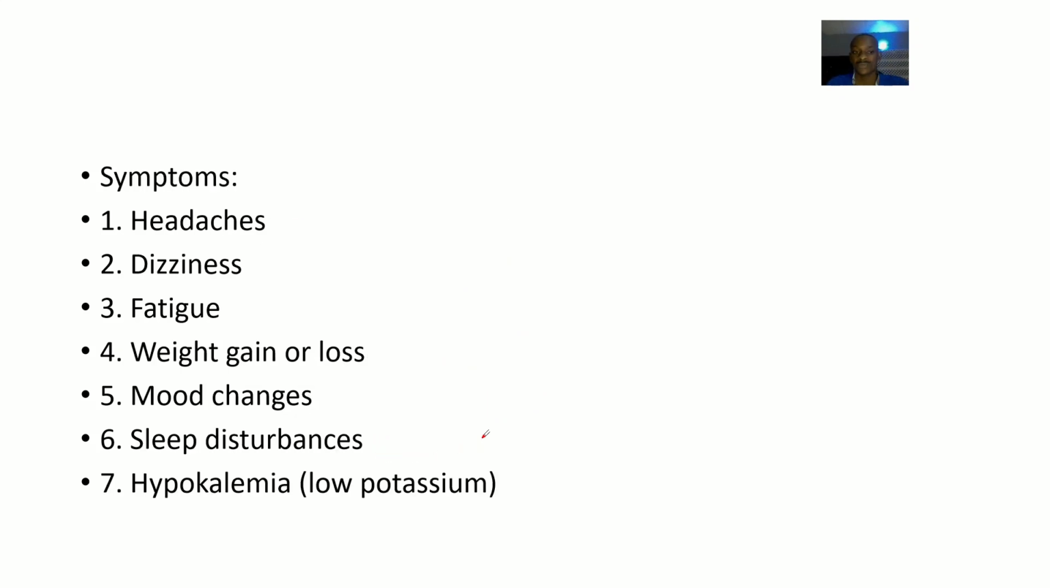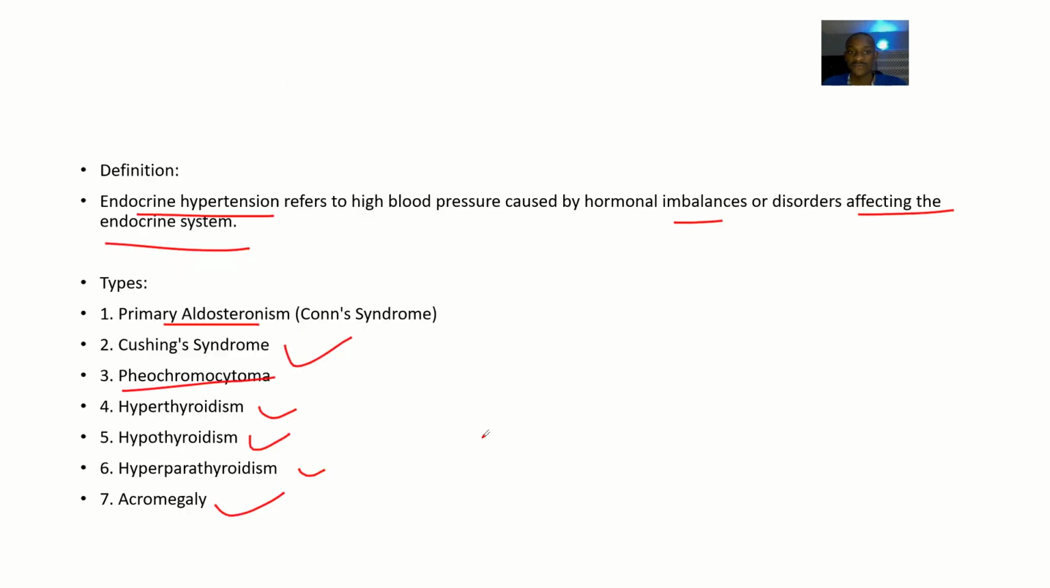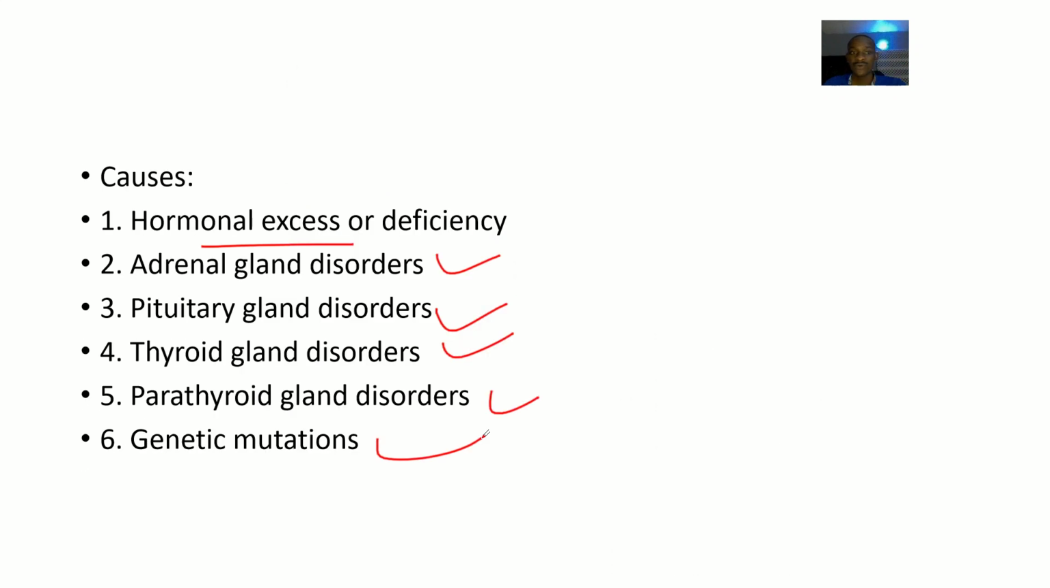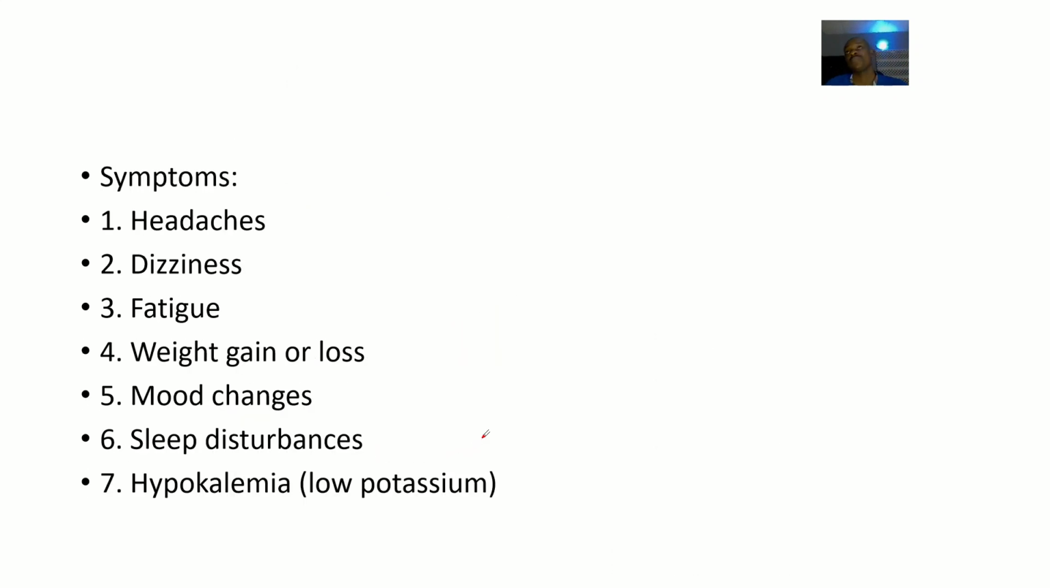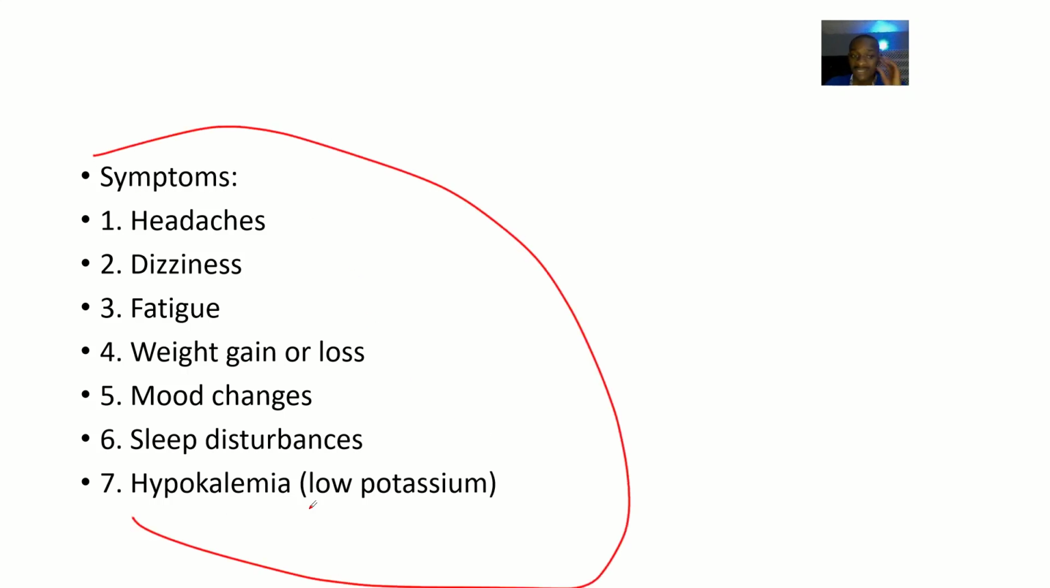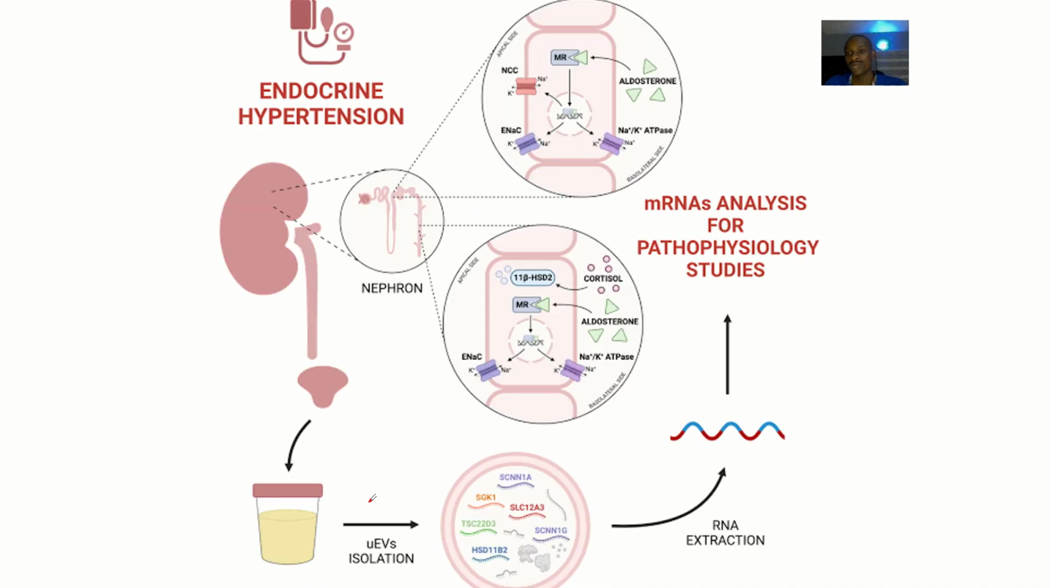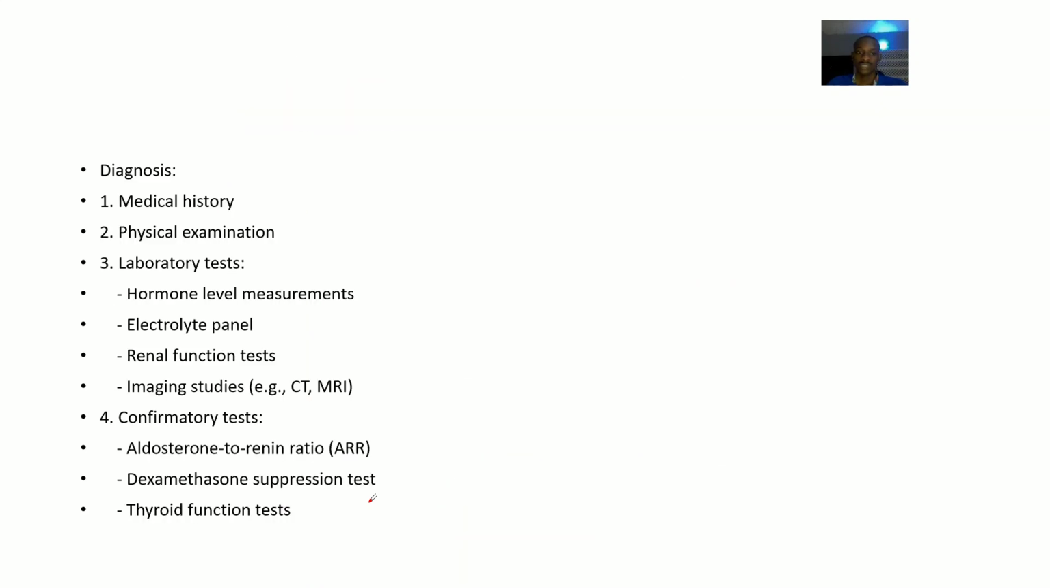What are the symptoms? If there is an endocrine hormone disorder, the patient could be complaining about things like what? Headache, dizziness, all right, fatigue, weight gain or weight loss, right? It's not one-sided. Mood changes, sleep disturbances, and what? Low levels of potassium, that's what? Hypokalemia.